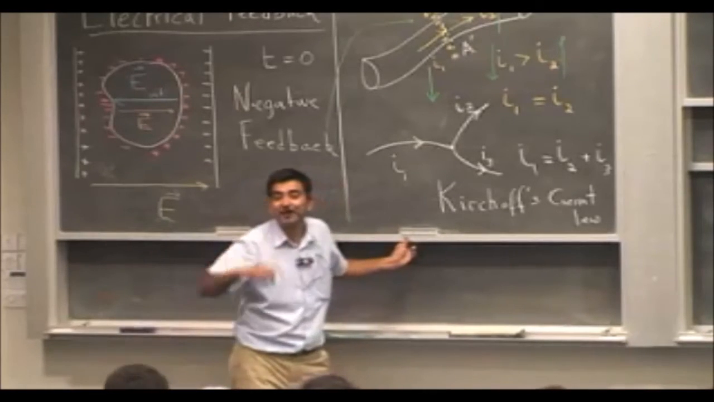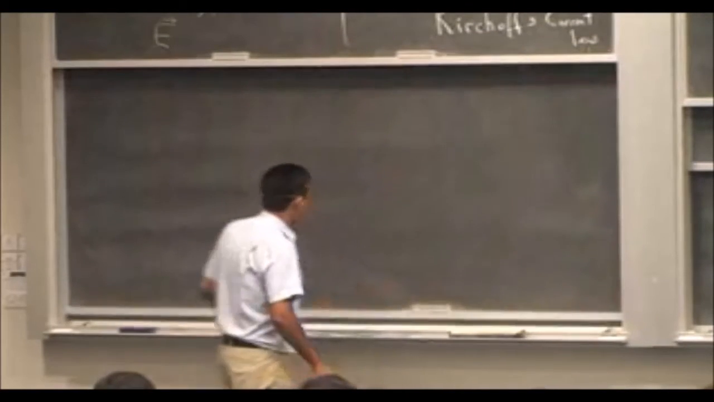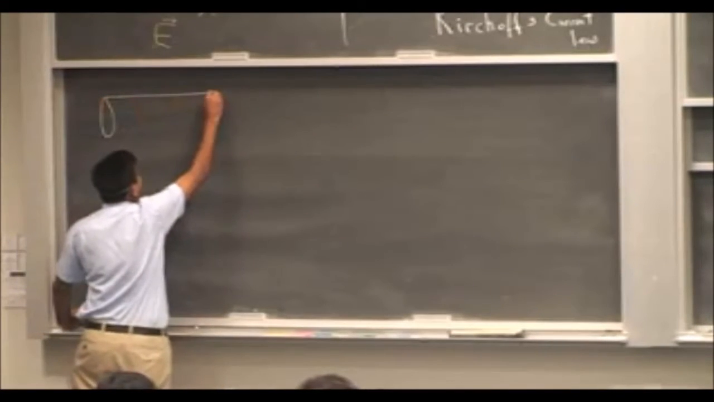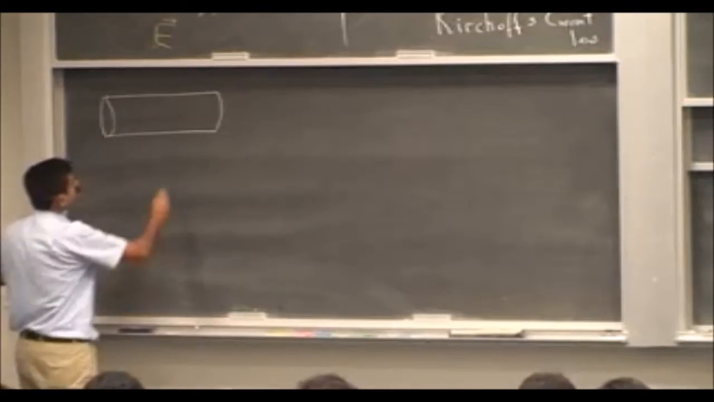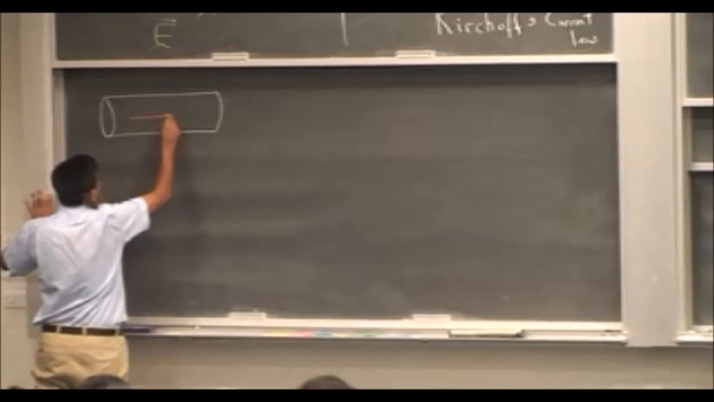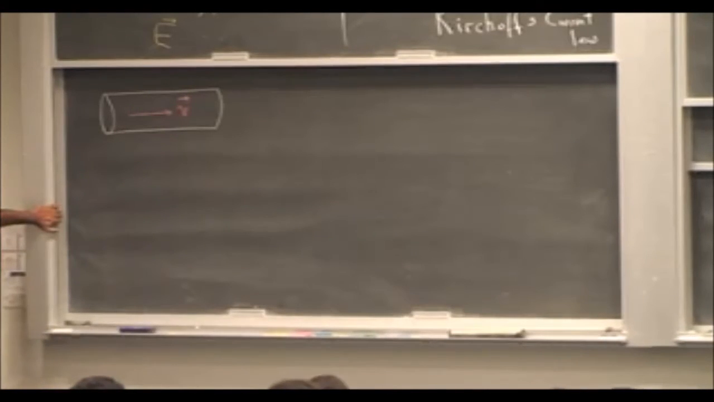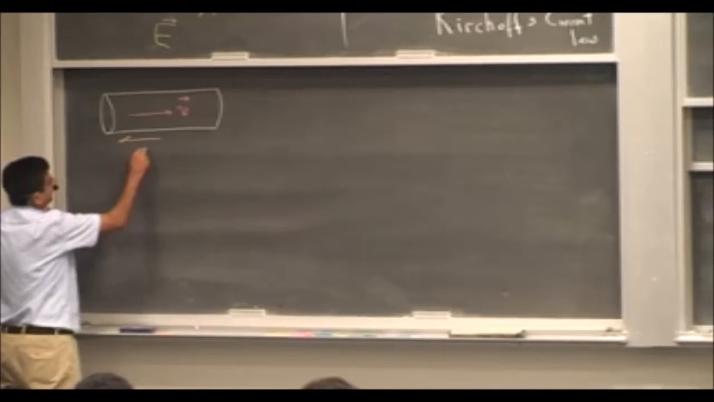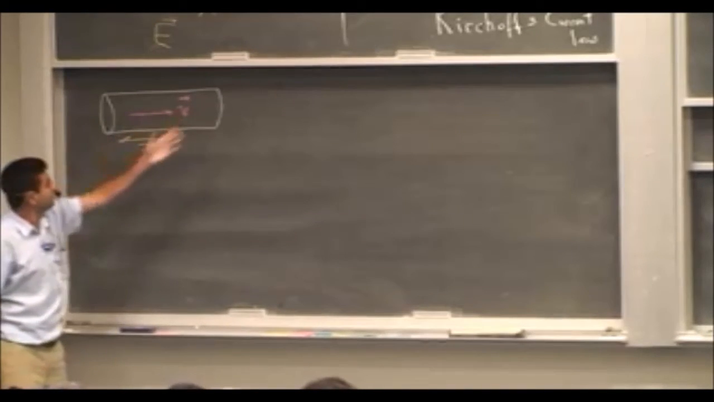Let's look at another example of negative feedback. Suppose I have a straight wire. Now for convenience I am talking about free electrons inside a metal. So this is the drift velocity of electrons. The current density is in this direction, J, because I'm talking about negatively charged electrons. So this is the drift velocity, this is the current density.